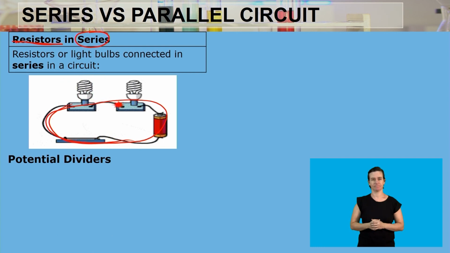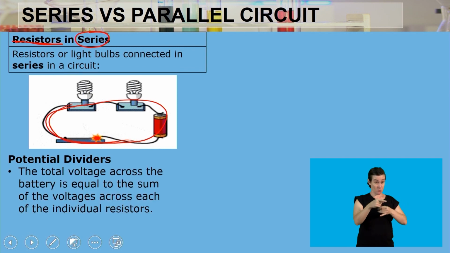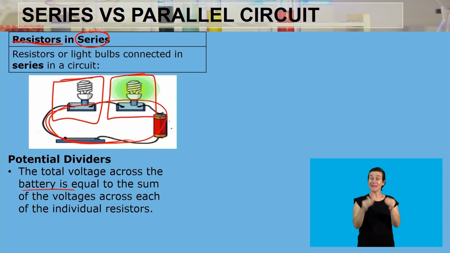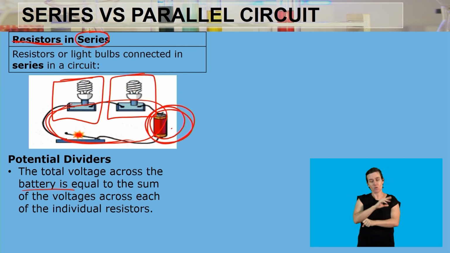So we are saying that resistors in series are called potential dividers. That means the total voltage across the battery is equal to the sum of the voltages across each of the individual resistors. So in series, the voltage measured across this one resistor plus the voltage measured across this second resistor is going to be equal to the total voltage of the cell or of the entire circuit.